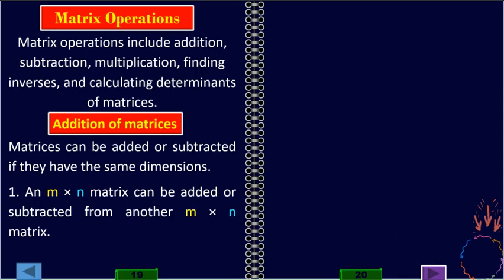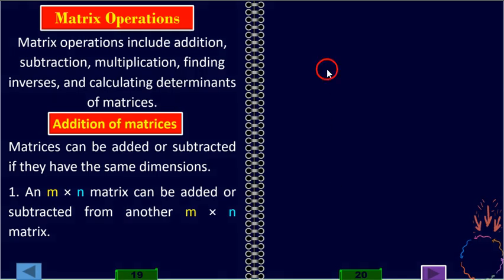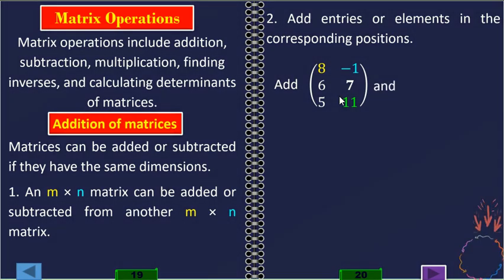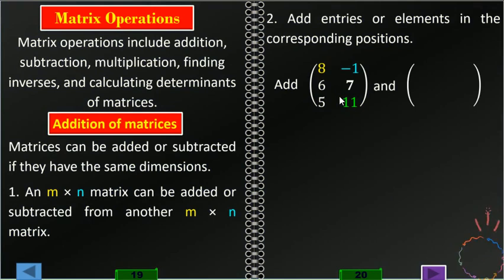So now we go straight to addition of matrices proper. Now, to add the matrices, number two condition, as I said, add entries or elements in the same corresponding positions. Now look at this example. We have this matrix. So now, what do you think is the dimension of this matrix? How many rows do we have there and how many columns? Now look at the second matrix we are going to add to that.